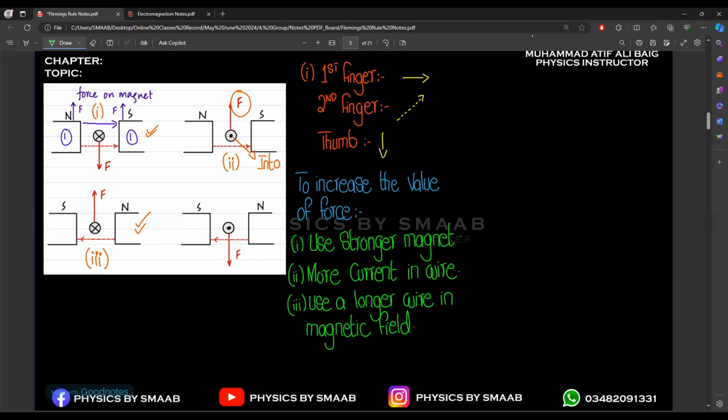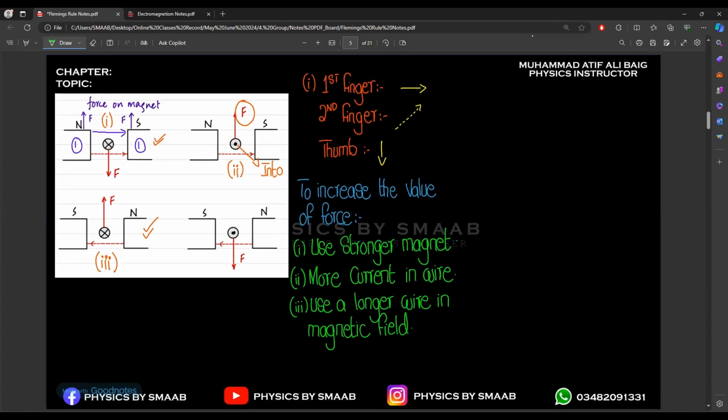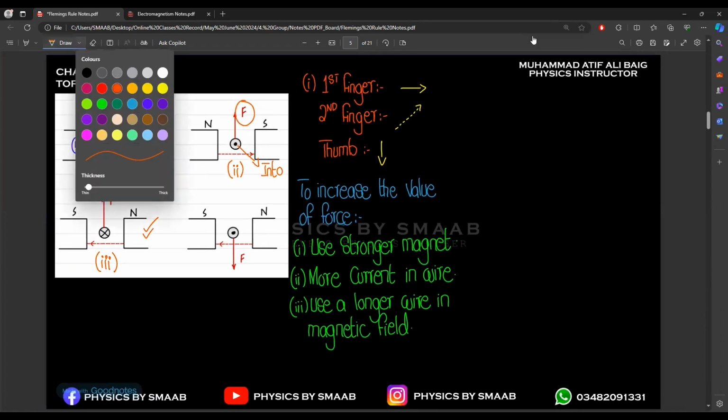And we know that if charges are moving from one point to another and there is a magnetic field, they also deflect in a direction. And this concept we discuss in nuclear physics. So in nuclear physics, we discuss this idea.